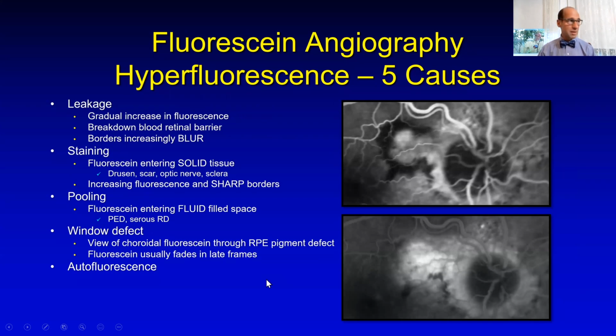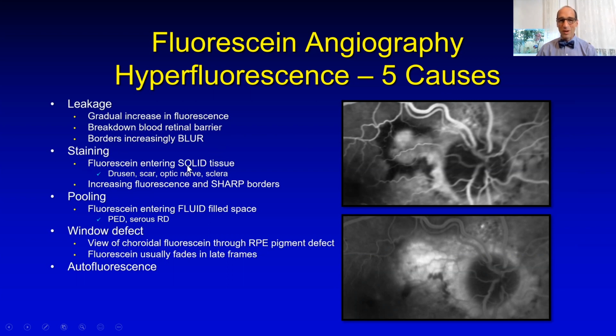And then hyperfluorescence, and this is something we do talk about all the time, and you will be tested on at the boards. There are 5 causes of hyperfluorescence, and it can get a little confusing on a couple of them. Leakage is when there's a gradual increase in fluorescence. If we show you one image in conference, you can't say, oh, there's an area of leakage, because you're not seeing an increase in fluorescence. You have to look at multiple images. Leakage is from a breakdown in the blood retinal barrier, and the borders blur. So here you see this border, you look at it early, it's there, and then you look at it late, and it's here, so it's blurred out. So your borders are blurry, so this is leaking.